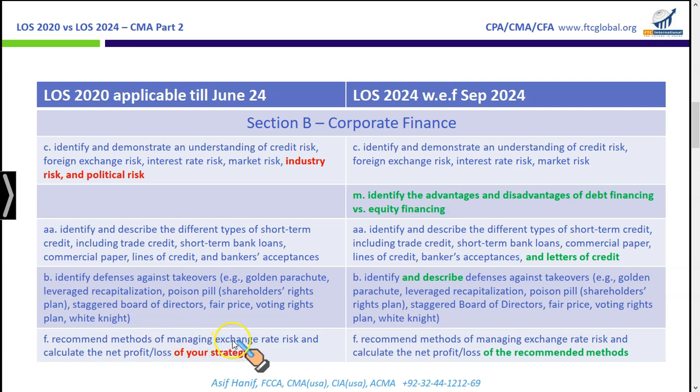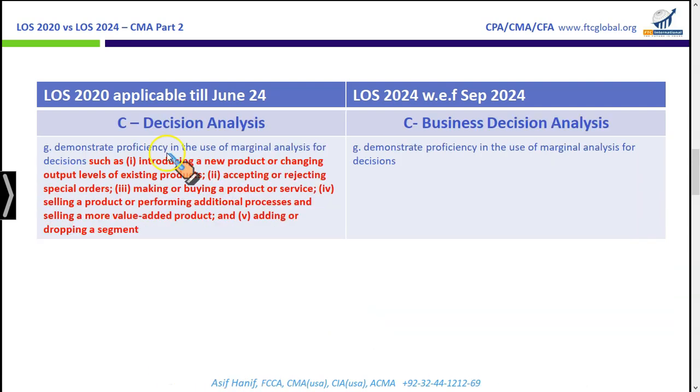Recommend methods of managing exchange rate risk and calculate the net profit or loss of your strategy. They have removed the words of your strategy and replaced them with calculate net profit or loss of the recommended method. So there are various options, foreign exchange hedges. You need to recommend which of these is suitable. So this was already there, just change of words. Section C, decision analysis. They have renamed it to business decision analysis.